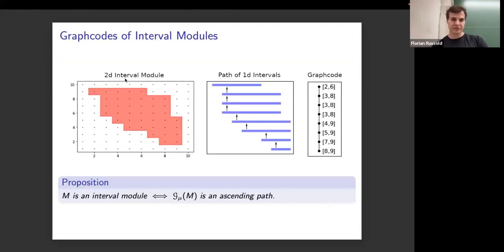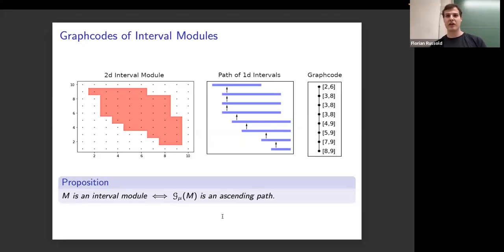Because what we can observe here is that we have a two-dimensional interval module. The graph code representation is actually just a path of one-parameter intervals. So for a 2D interval module, the graph code is always an ascending path. And this is actually a result. So you can show that if the graph code is an ascending path, then it is an interval module. And conversely, if you have an interval module, then its graph code is always an ascending path. So in this case, there's actually no choice for different bases, because in some sense, you only have one basis element in each slice. So we can actually characterize the interval modules by their graph code representations.